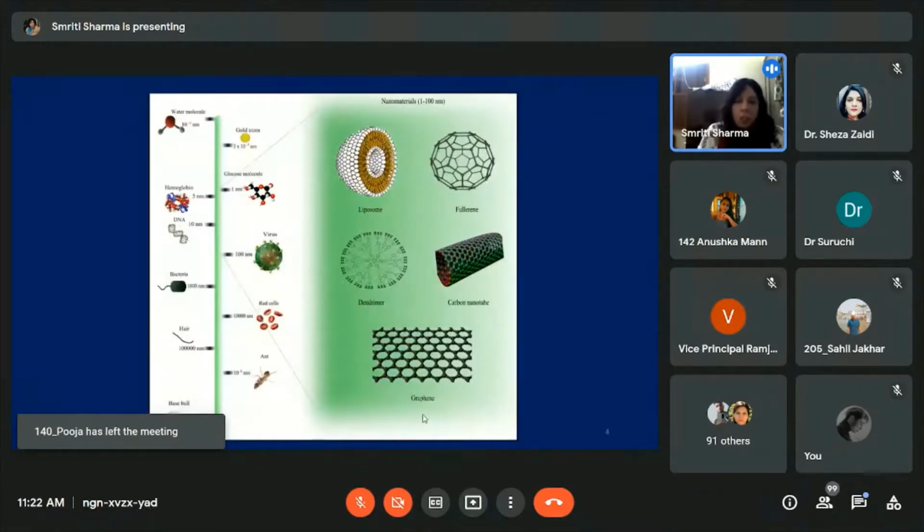So you see, why it is gaining so much currency is because there are so many biological molecules that are in the nano range. Just have a look at this. A gold atom or water molecule is 10 raised to the power minus 1 nanometer. Viruses are in the range of 100 nanometers. DNA is 5 to 10 nanometer. Bacteria, red blood cells, all these are in the range of nanoscale.